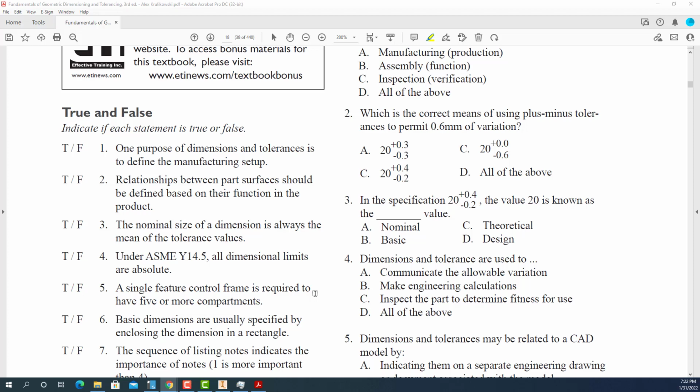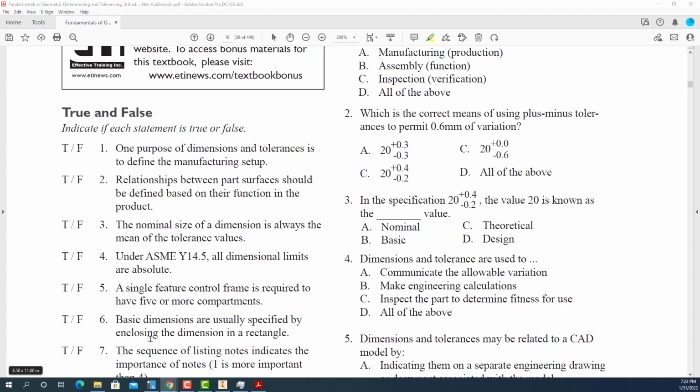You guys remember flatness in 1433? Something's flat to itself. So if we had flatness, we would have this, and then we didn't even have a datum, so that's 2 compartments, right? I don't even know, it didn't even talk about that in the chapter, but that is false. It is not required to have 5 or more. It can have up to 5.